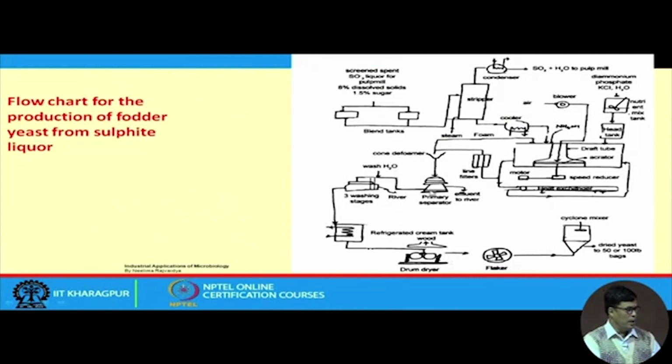This is the flow chart that we have, showing how the waste sulphite liquor can be used for fodder yeast production.